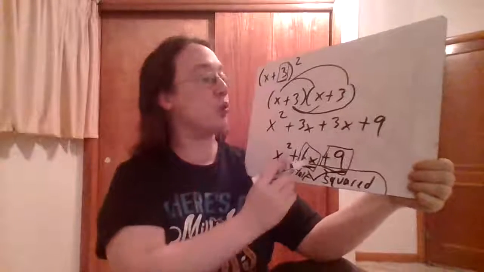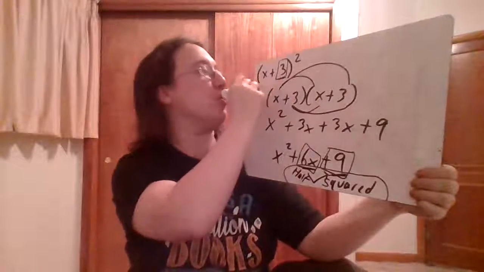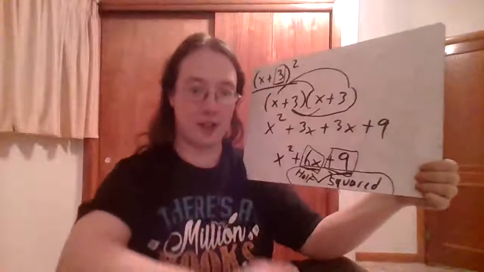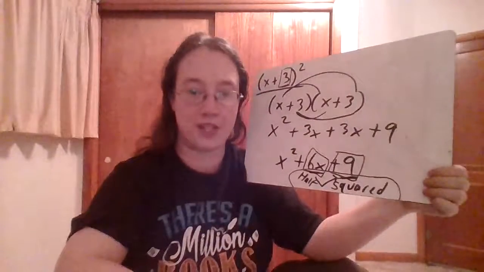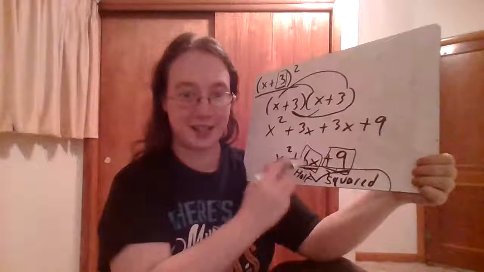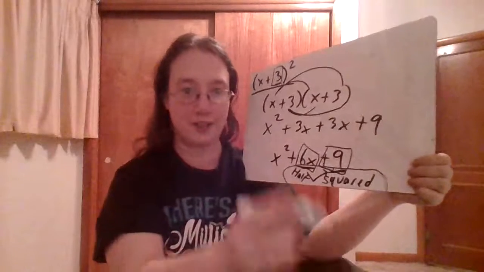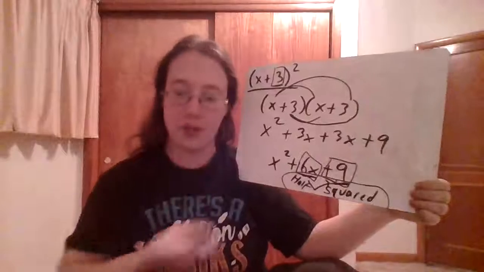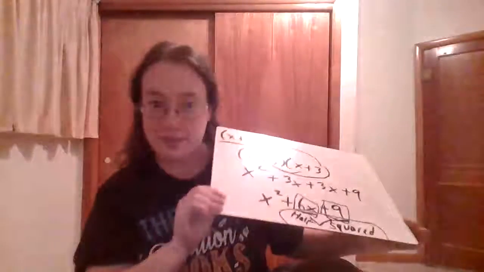So it's a perfect square if we can turn it back into one of these and say it's x plus something squared. And in order for that to be happening, this number needs to be half of that and then squared. Okay. First thing we're doing is we're just figuring out what is that number. So what number do we need to have there in order to make it a perfect square?